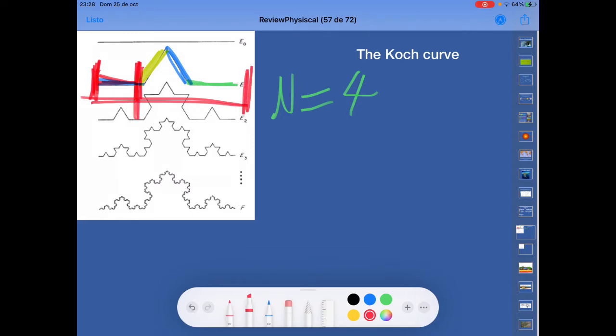Well, 1, 2, and 3. If I use one line as a ruler and I only count one side, then it has 3. So my S equals 3. 3 times the same ruler. So what I need to do is log 4 between log 3. Let me do it. Log 4 between log 3.